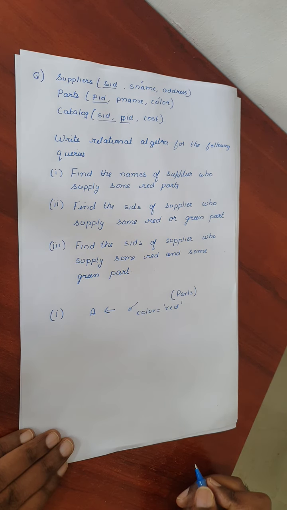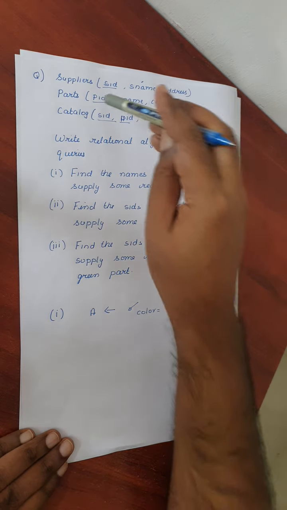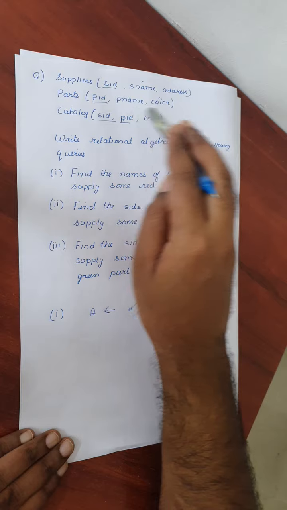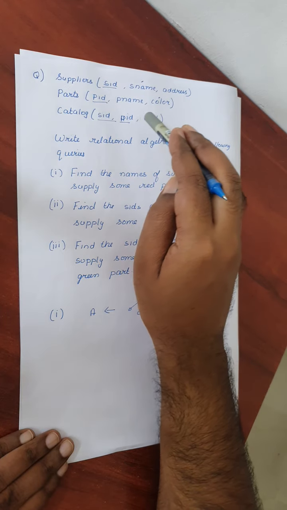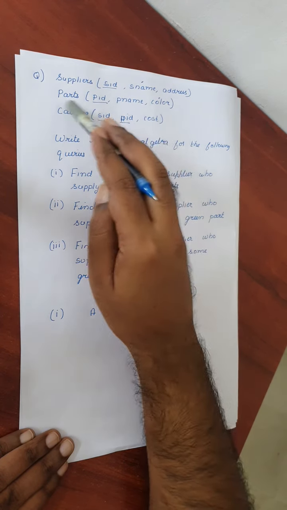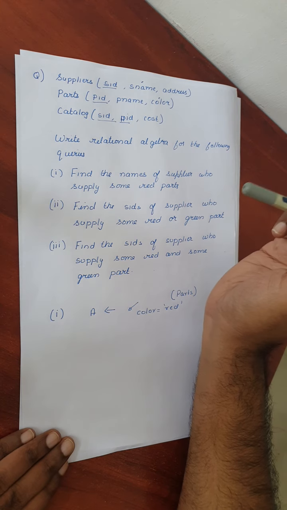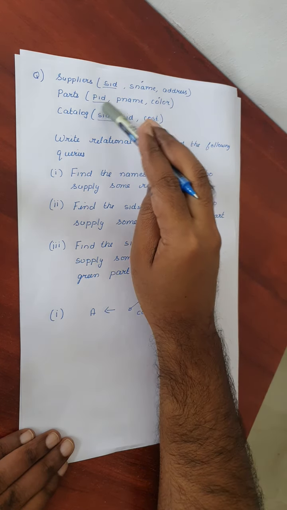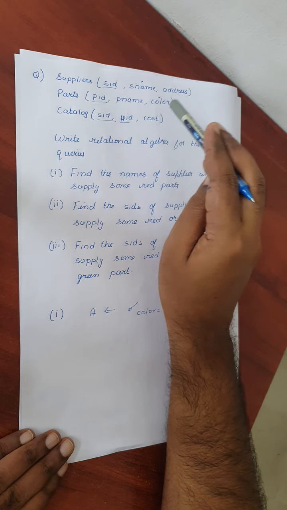Now what do we do? Now we will combine this A. This A is actually part of the parts relation. So this A contains what? Part ID, part name, and color red.